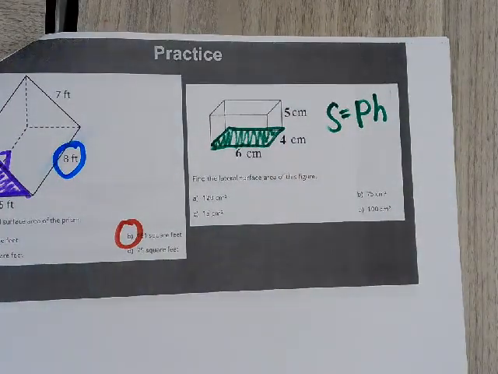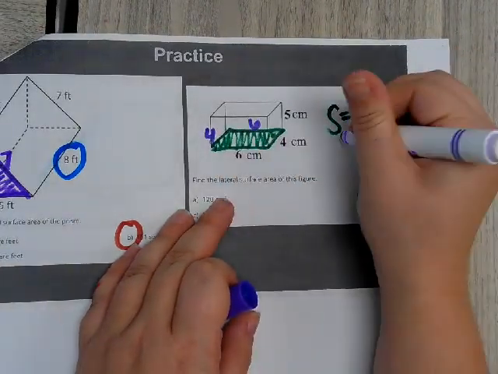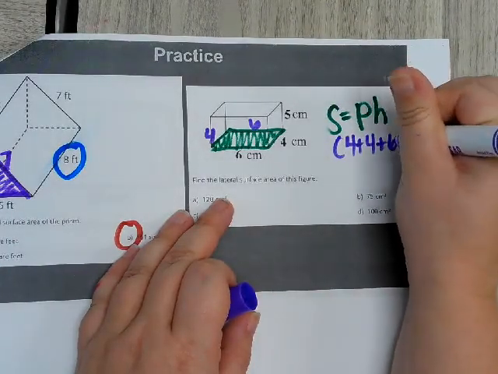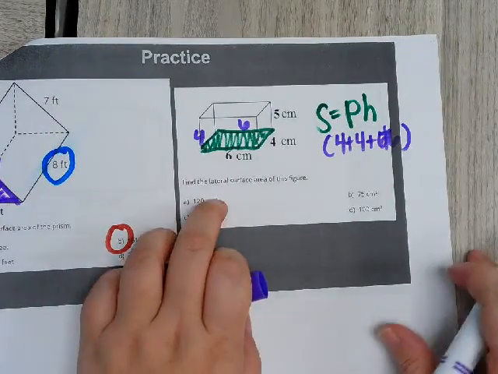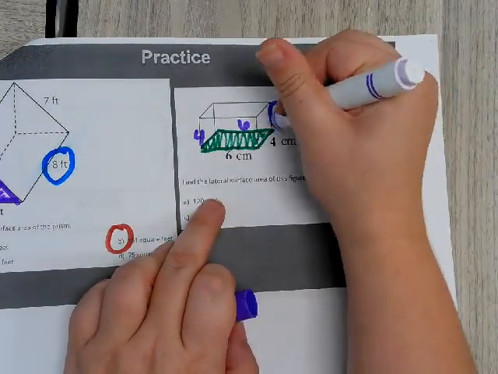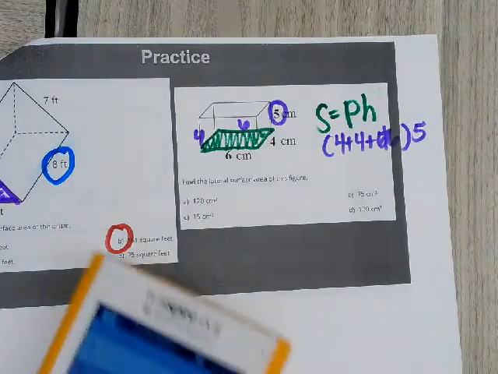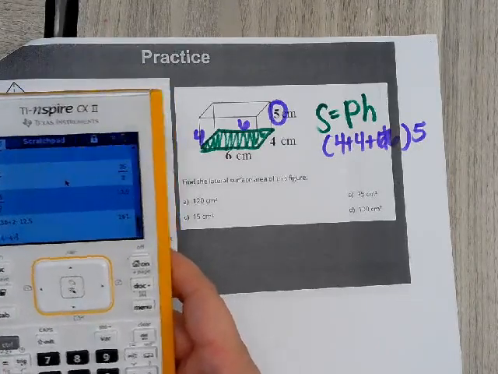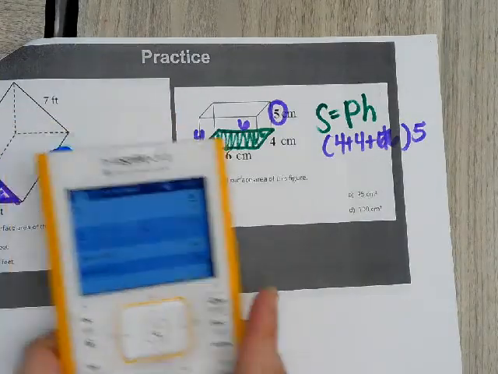So if I find my perimeter, I'm going to add up 4 plus 4 plus 6 plus 6. And then my height is 5. So 4 plus 4 plus 6 plus 6 times my height, 5. My answer is 100.